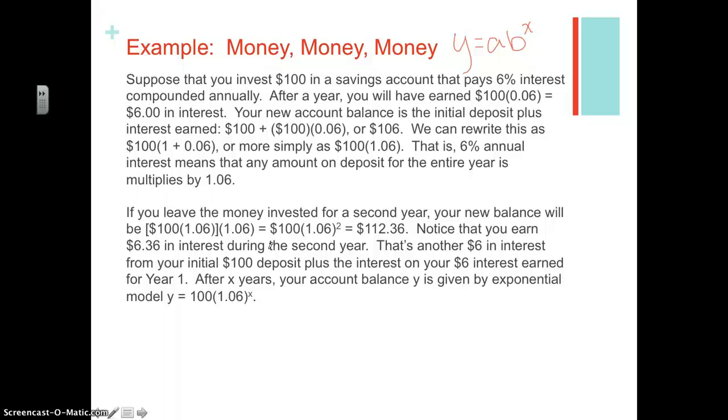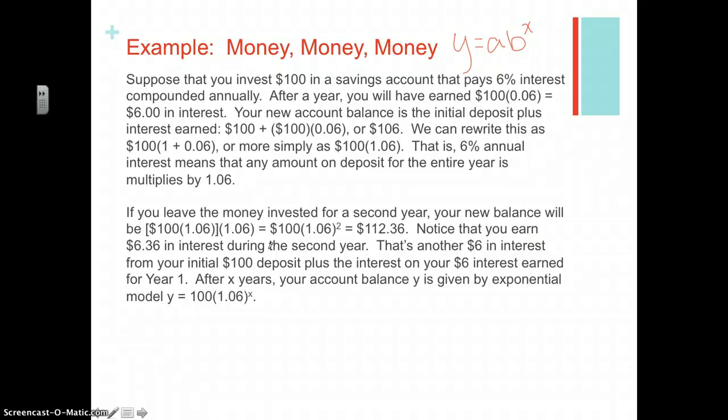We can rewrite this as 100 times 1 plus 0.06, or more simply as 100 times 1.06. That is, 6% annual interest means that any amount on deposit for the entire year is multiplied by 1.06. If you leave the money invested for a second year, your new balance will be 100 times 1.06 times 1.06, which can be simplified as 100 times 1.06 to the second power, which is $112.36.